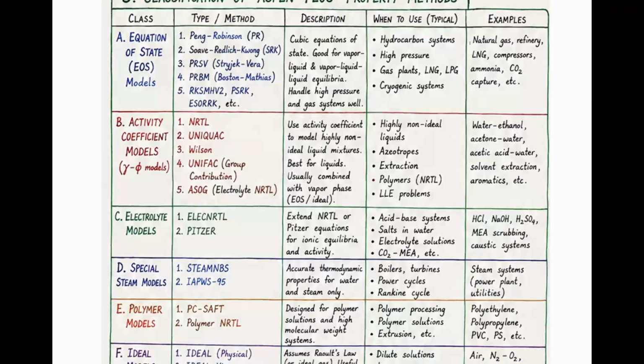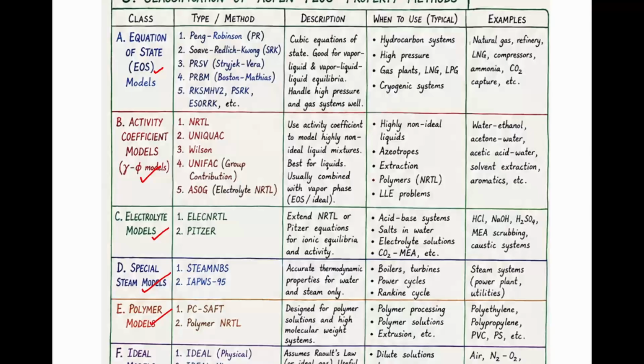So Aspen Plus property methods are broadly divided into 5 types. Number 1 is equation of state, then activity coefficient model, electrolyte model, special steam model, polymer models, and obviously the 6th one, the ideal models. Equation of state includes Peng-Robinson, Soave-Redlich-Kwong, PRSV, PRBM, and so on. These are cubic equations of state, which are good for vapor, liquid, and VLLE equilibria. When to use? For hydrocarbon systems, high pressure, gas plants, and cryogenic systems. And examples we have already seen in the previous slide.